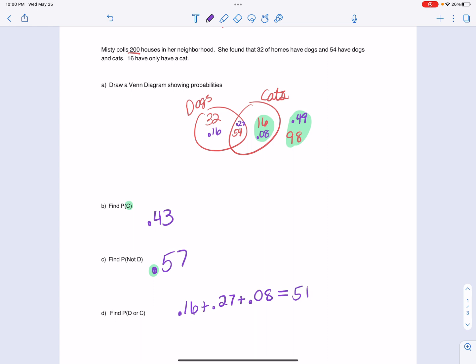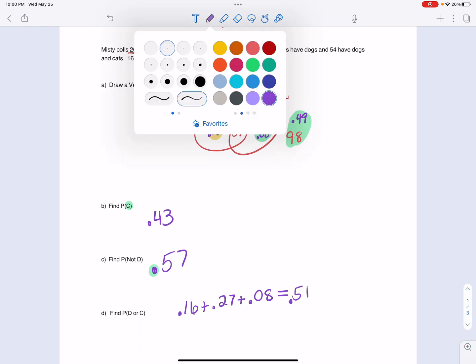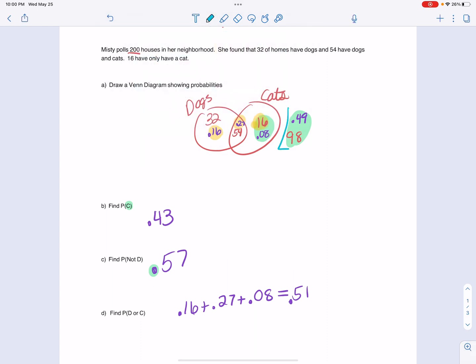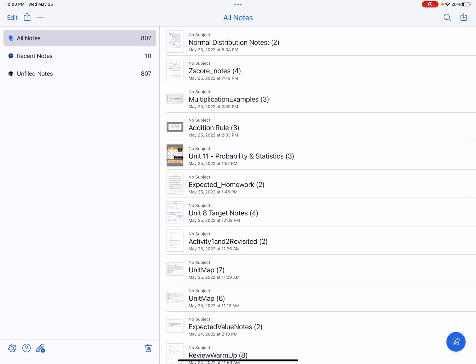So what I did on this is I added up these numbers because those are the people with both. But couldn't I also use this amount? If this is the people that don't have dogs or cats, then can't you take 1 minus that and get 0.51? So that's the question. I don't think this one is too horrendous. You guys can do it.